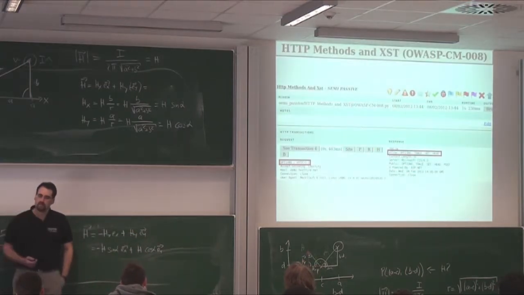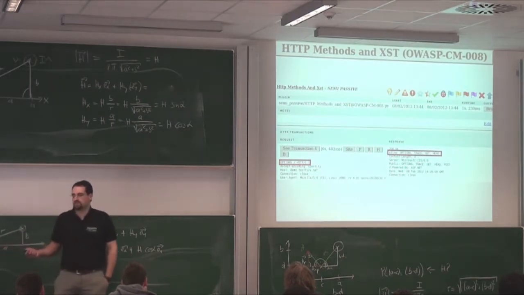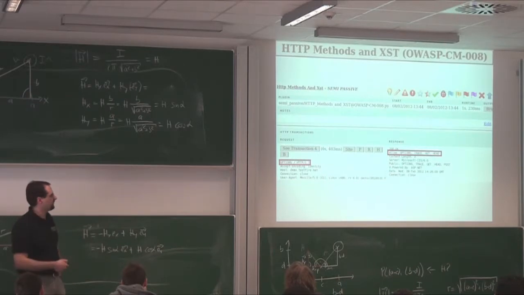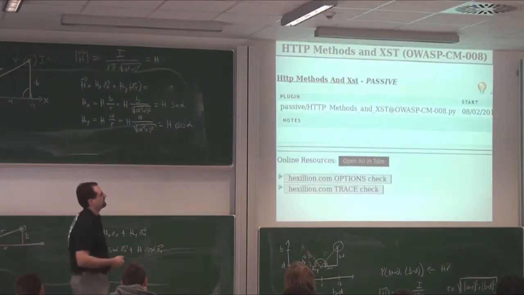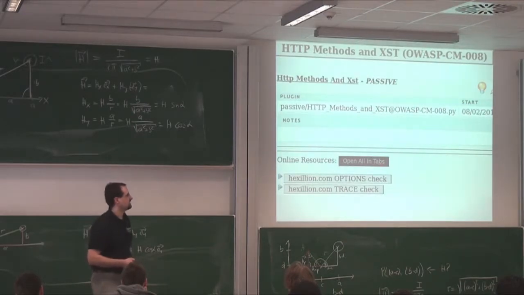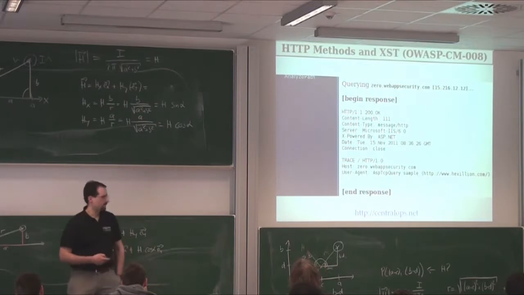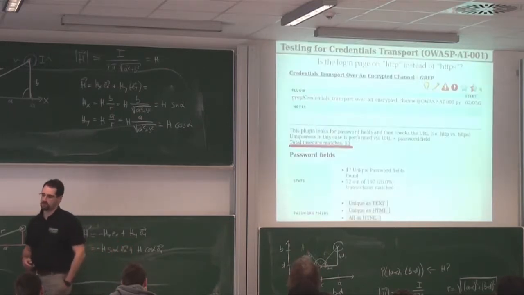Now, HTTP methods, you can send an innocent OPTIONS request. This is not super reliable, but it might give you an idea of what's potentially enabled. And you can check these things passively, with sites like hexillion.com that allow you to test this. This is an example of trying TRACE against a website. So you can check these things through third-party sites as well.